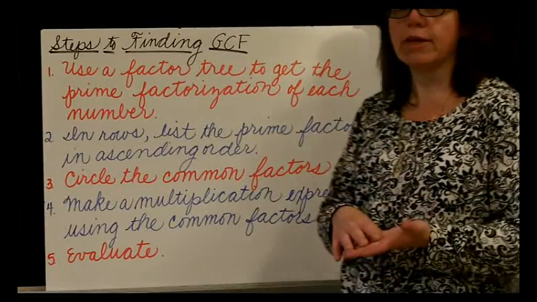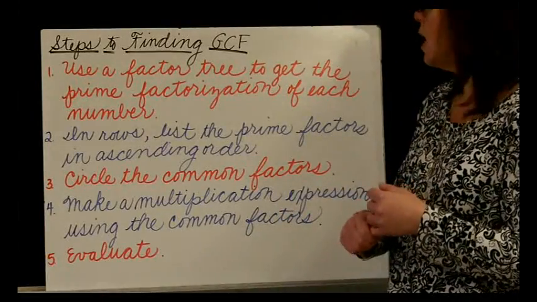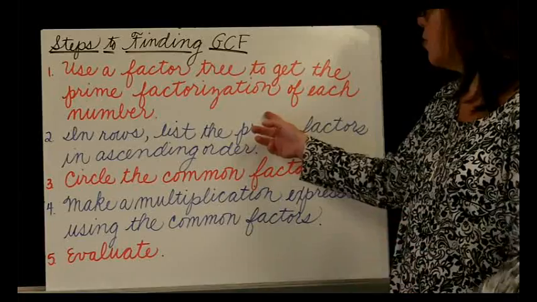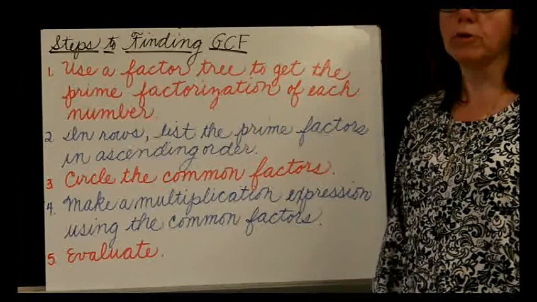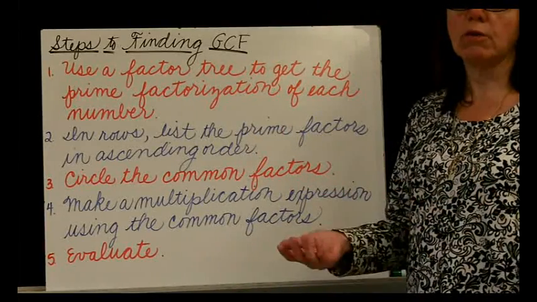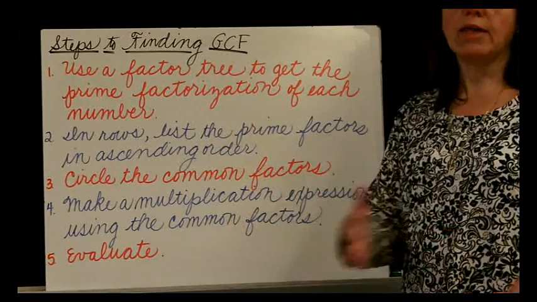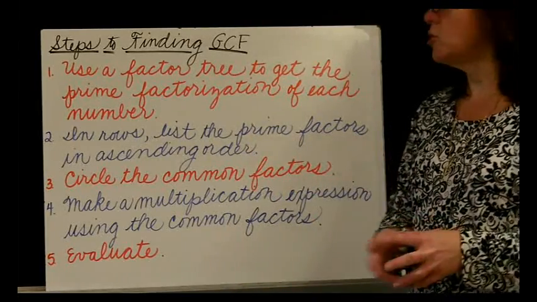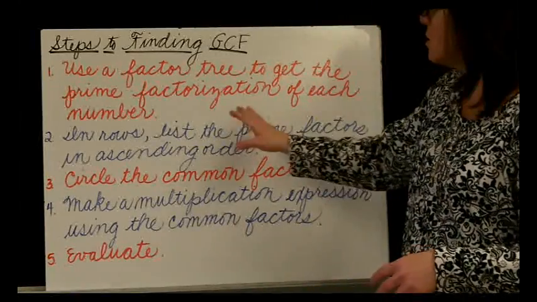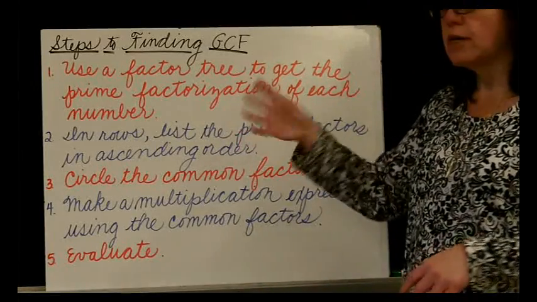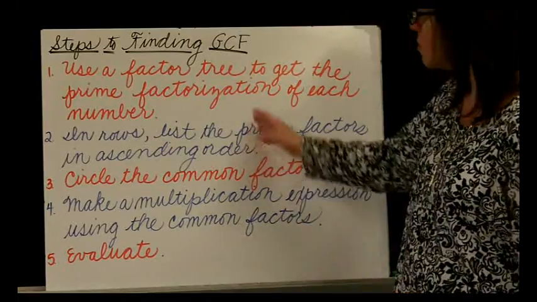So the first thing we have to do to find the greatest common factor is what we learned in the lesson before this one, using a factor tree to get the prime factorization of each number. So if you need to find the greatest common factor of 2 numbers, you'll make 2 factor trees and then list their prime factorization. But the difference is that you will not use any exponents.